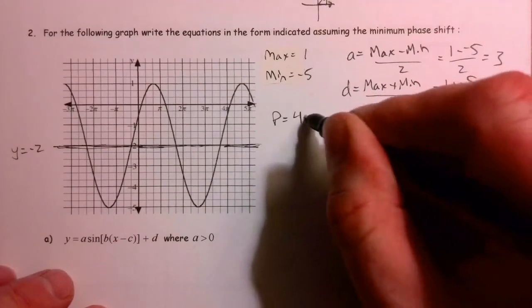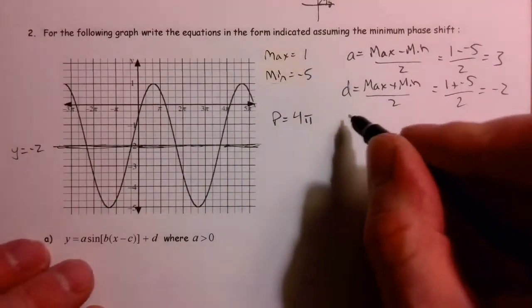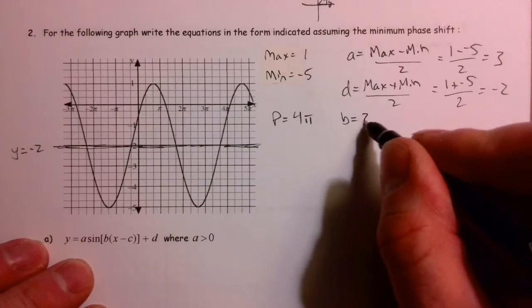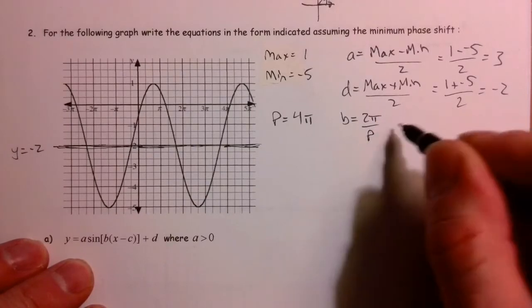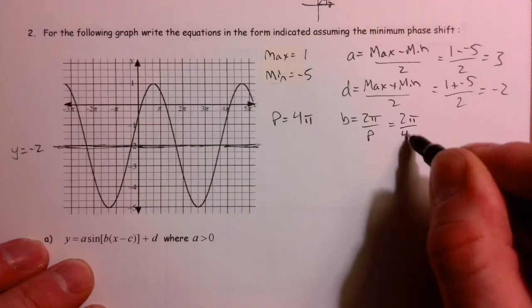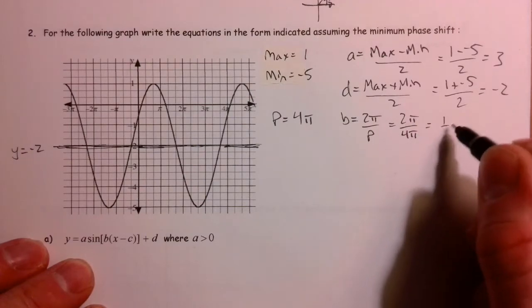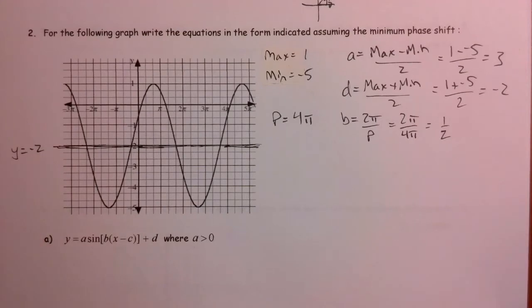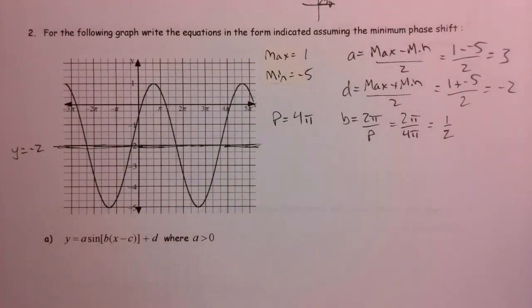So I can just read that right off the graph here. What that allows me to do is to get the b value, because the b value will be 2 pi divided by the period, which in this case is 4 pi. And when I do that, I get 1/2. Okay, so my b value is 1/2. So all of a sudden, I know a significant portion of each of these equations here.